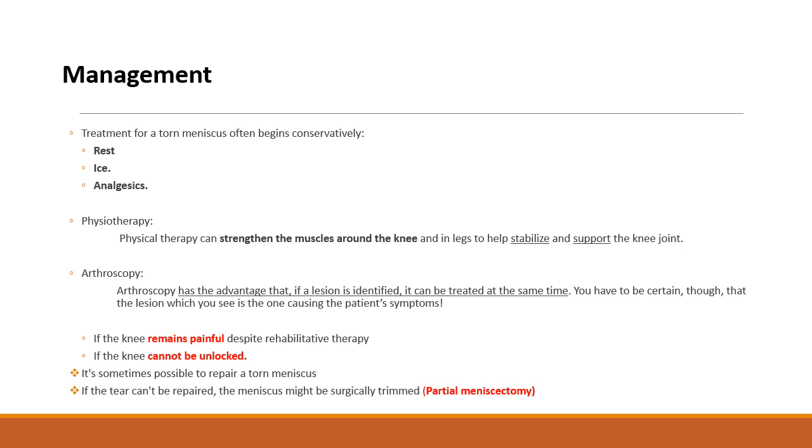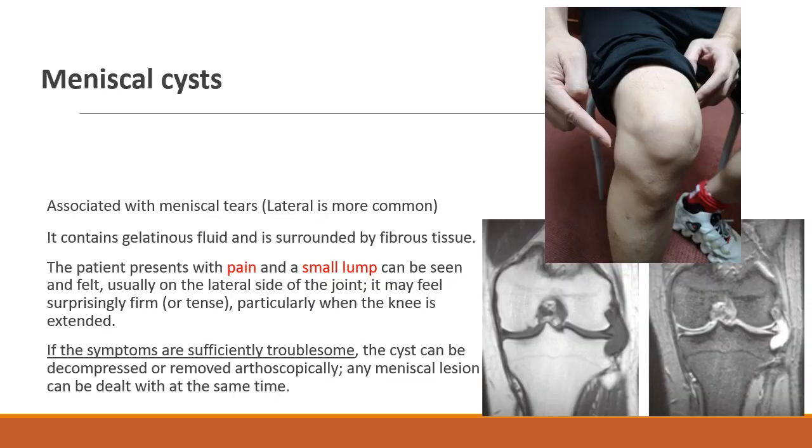Another pathology associated with meniscal tear is the meniscal cyst. Meniscal cyst usually presents on the lateral side of the knee, as there is a space between the lateral meniscus and the lateral collateral ligament. The medial side is firmly attached to the MCL. There is not enough space for outpouching of the capsule and forming a cyst.